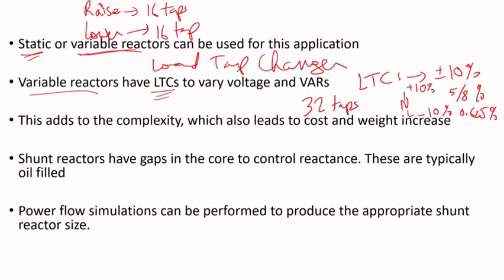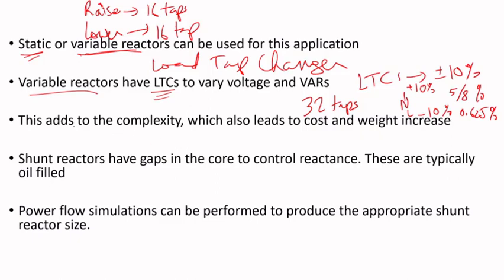Tap 2 is 2 times 0.625%. Tap 3 is 3 times 0.625%, up to 16 if it's raised, 16 times 0.625%. So you can change that way. It's better because the voltage change is more controlled. It's smoother, rather than changing the entire reactance at once, you do it in increments.